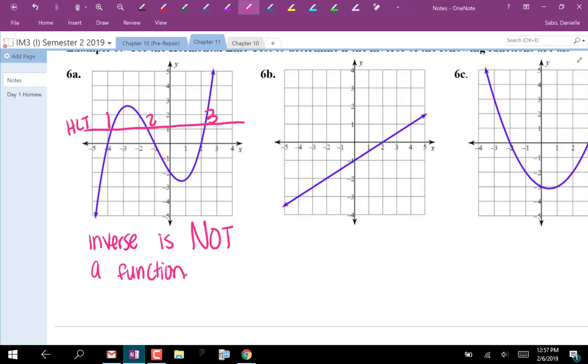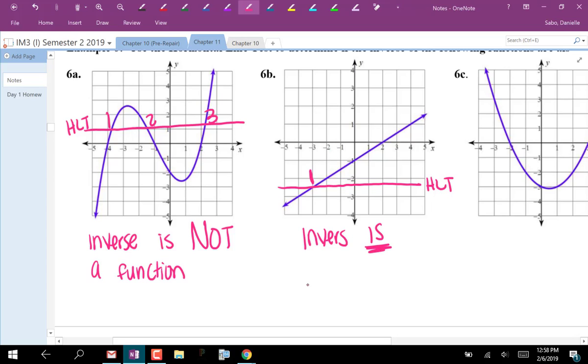Let's do this next one. If I draw a horizontal line test here, HLT, it only crosses one time. So the inverse would be a function. The inverse is, in caps, a function. Okay, because it crosses one time. And again, you can keep doing it. Like if I'm like this and this and this, doesn't matter where you put the line, it only crosses one time every time you draw a line.